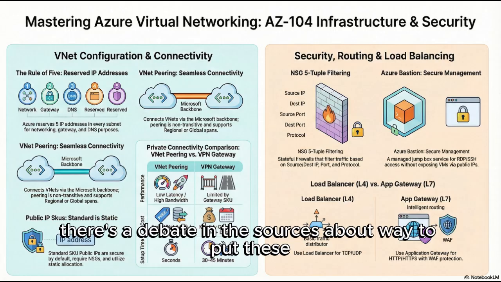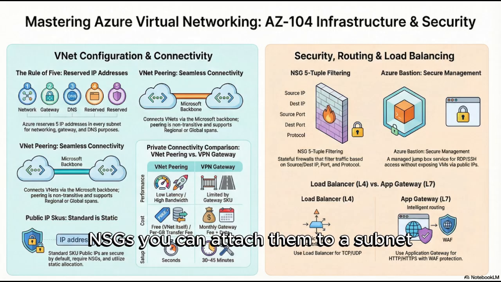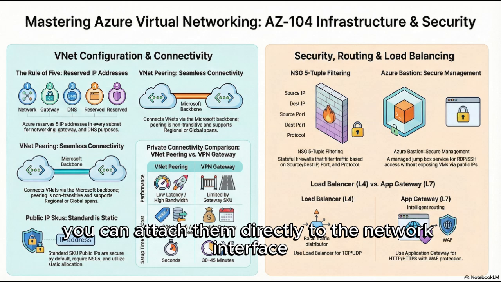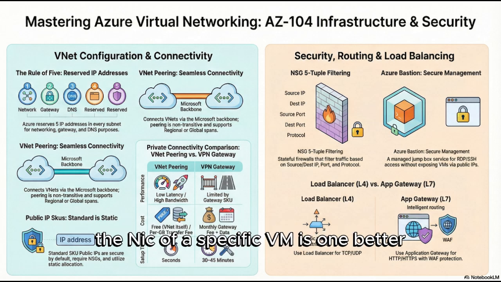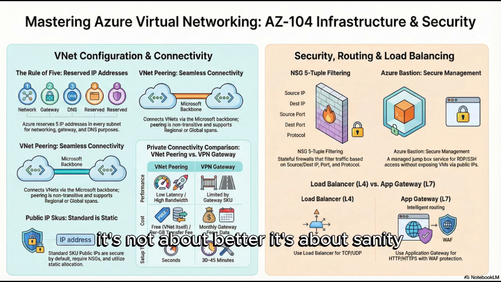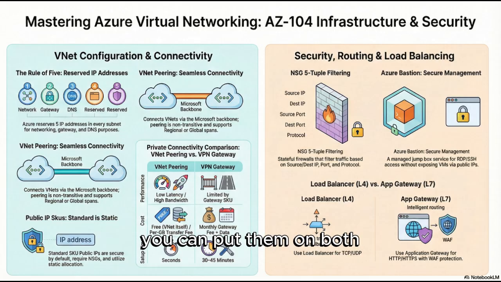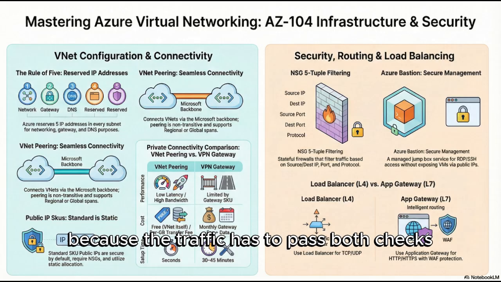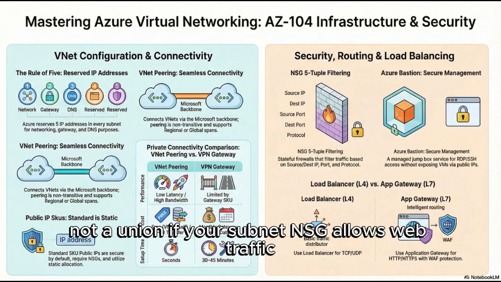There's a debate in the sources about where to put these NSGs. You can attach them to a subnet, or you can attach them directly to the network interface. The NIC of a specific VM. Is one better? It's not about better, it's about sanity. You can put them on both, but that creates a troubleshooting nightmare. Because the traffic has to pass both checks. Yes, it's an intersection, not a union.